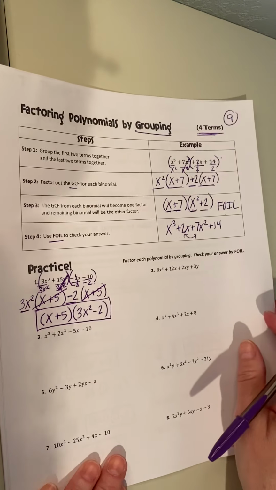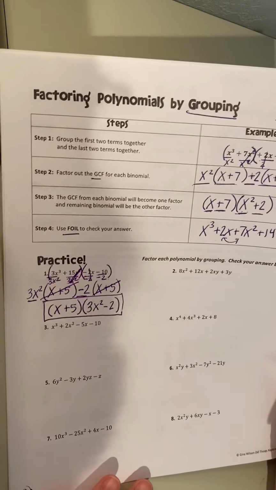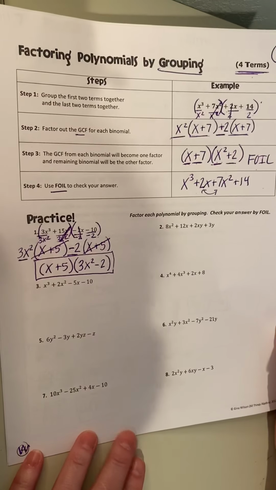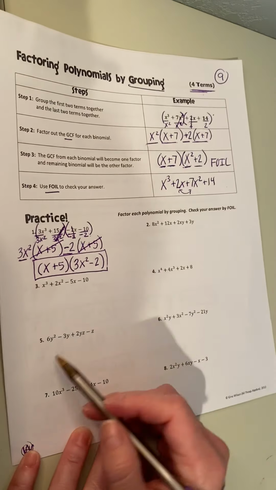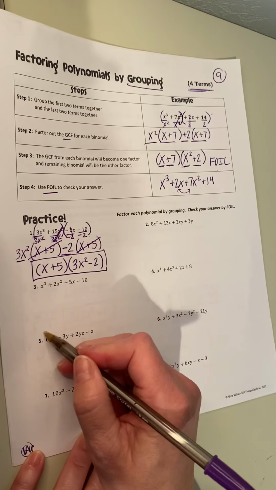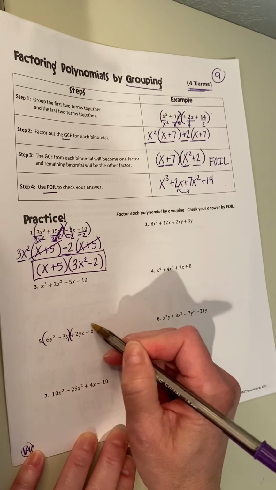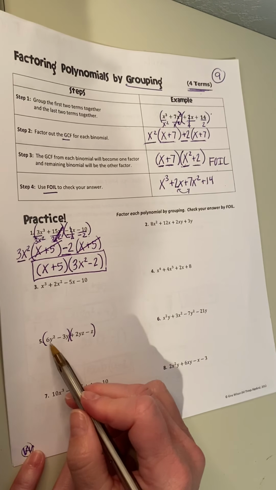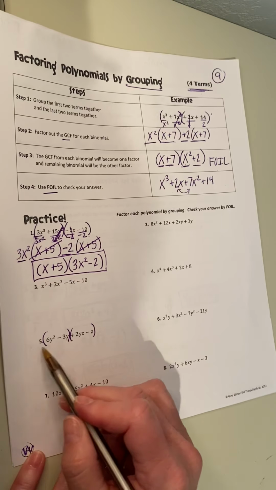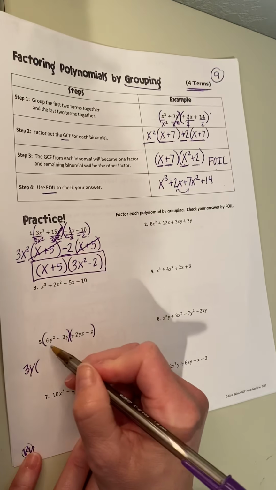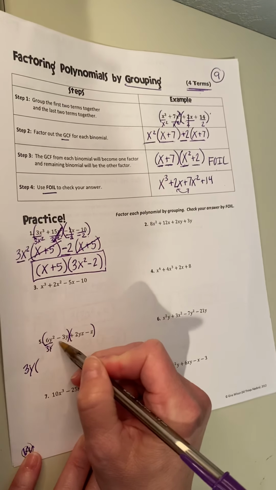I'm just going to do one more because this is getting to be a long video. I'm going to go down to number 5, because it's got 2 variables in it. So number 5, group, factor. Let's see here. It looks like I can factor out a 3y from both of these. So 3y, divide each one of these by a 3y.